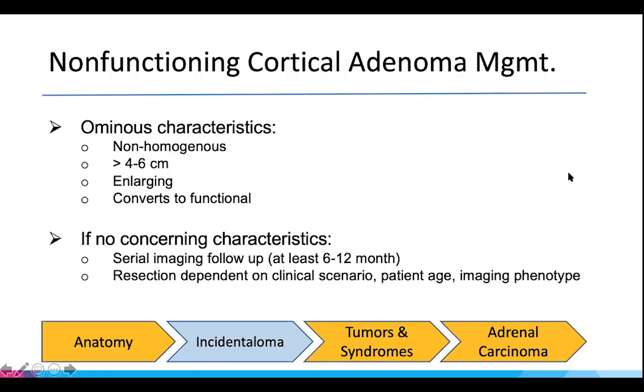Ominous characteristics that you may see in the workup for a non-functioning cortical adenoma are kind of just the opposite of what we just talked about. If it's non-homogeneous, if it's greater than 4 to 6 centimeters, if you have repeat imaging and it shows that it's enlarging, or over time it converts from non-functional to functional, those would all be concerning characteristics. Overall, though, if you have no concerning characteristics, you can manage these by serial imaging and follow-up in at least 6 to 12 months. Depending on the situation and characteristics you may see, you may consider resection, depending on the clinical scenario, the patient age, or the imaging phenotype.